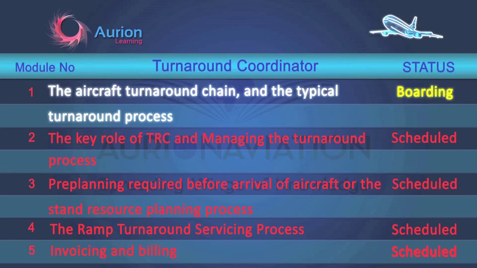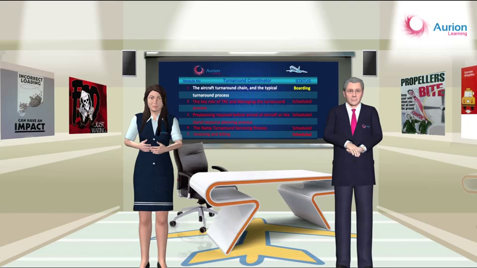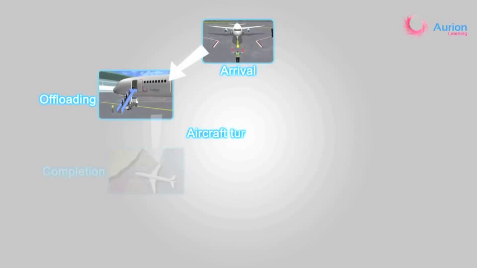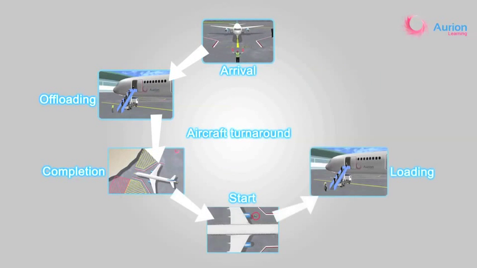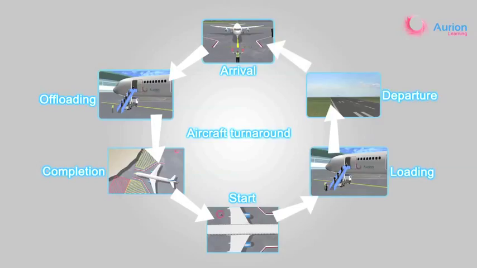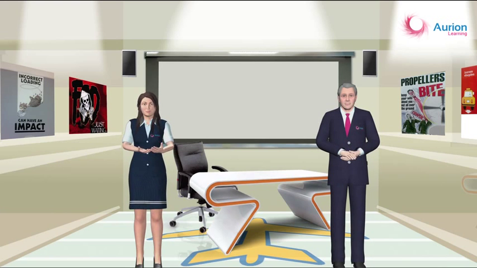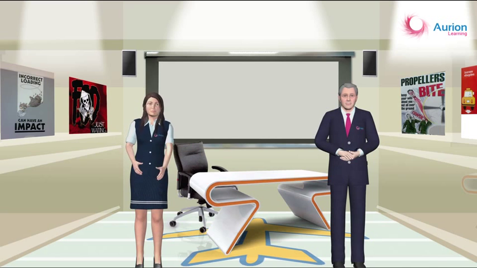Let us start with our first module, where we shall first refresh our knowledge about the aircraft turnaround chain and then get an overview on the importance of planning. What is aircraft turnaround, Professor? Aircraft turnaround refers to the process of activities that take place between the time an aircraft arrives at a destination up until the time it departs. Let us take a look at the typical activities when an aircraft arrives at a destination.